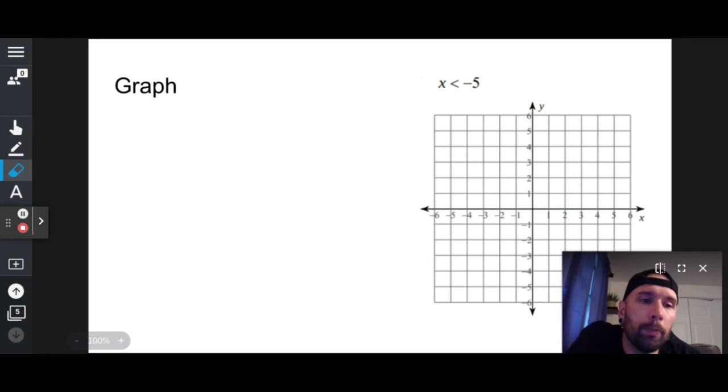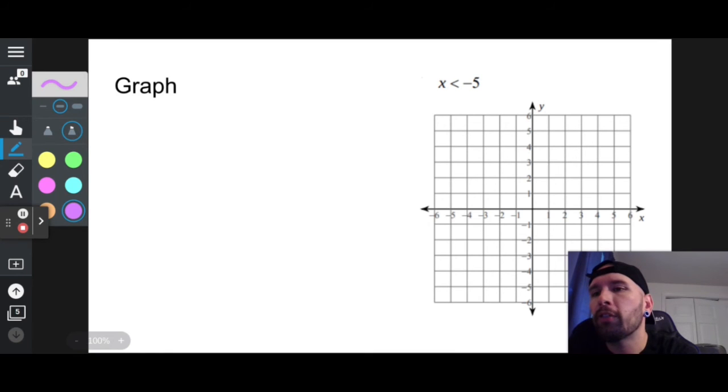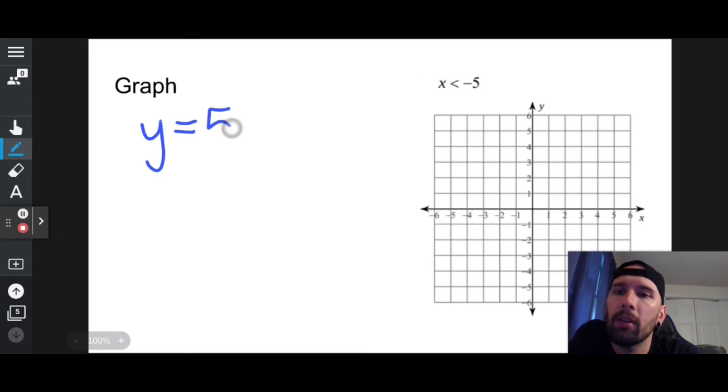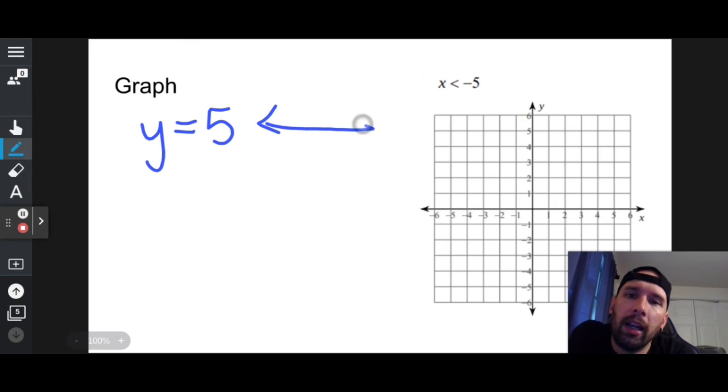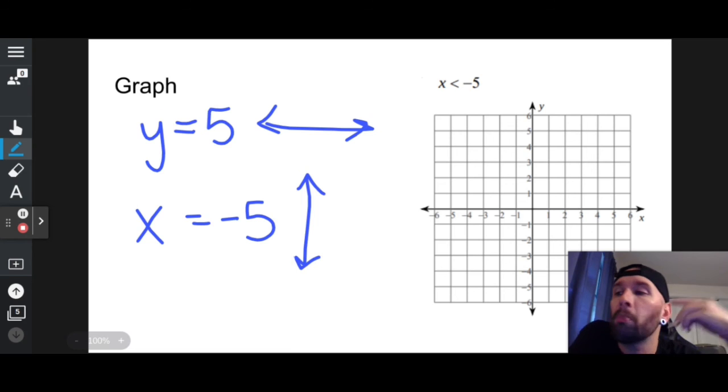The easiest of them all. Back in the day, you learned that if I were to ask you to graph something like, I don't know, y equals 5, it would be a line straight across horizontal 5. You would pick 5 right there, y is equal to 5. If I were to ask you to graph x is equal to -5, you would go where x is -5 and draw a vertical line. Is this much different? No.